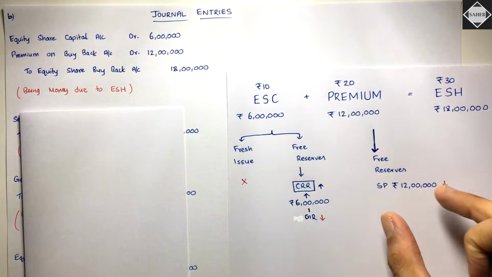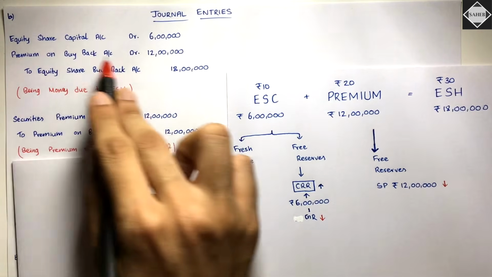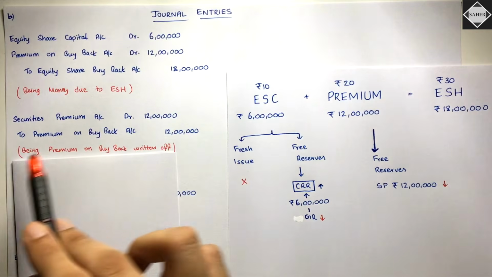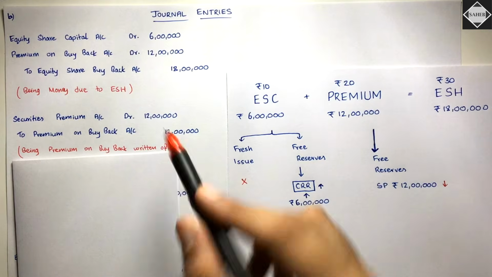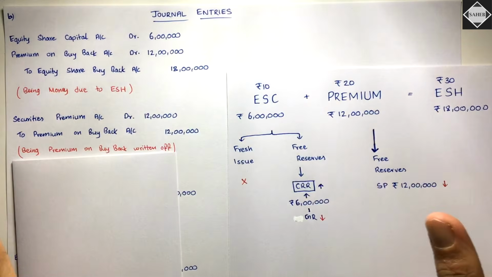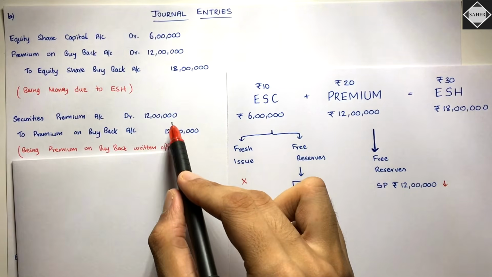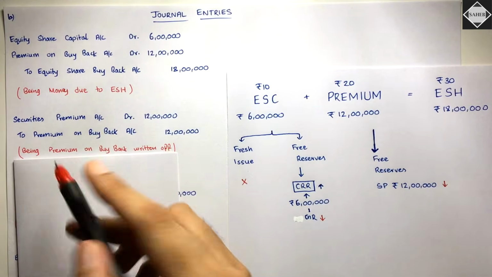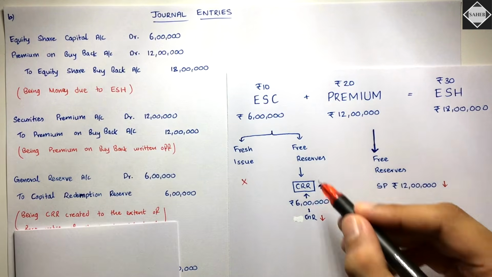And then the second entry is writing off the premium on buyback. See here, the premium on buyback was recorded. Now you have to cancel it off. To premium on buyback account is getting credited by 12 lakh. Here it was debited, here credited, it got cancelled. What will be the debit? Debit will be the thing that you have utilized. You have utilized securities premium by 12 lakhs, so debit the securities premium by 12 lakhs. And then you write the narration, being premium on buyback written off, 12 lakh. Simple, easy.